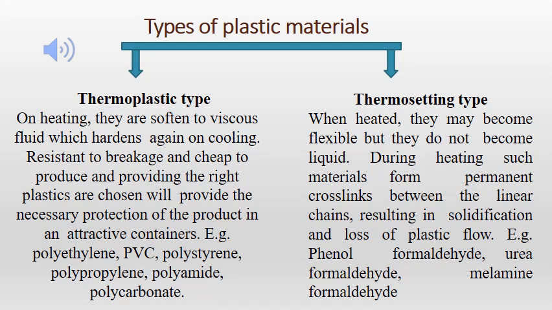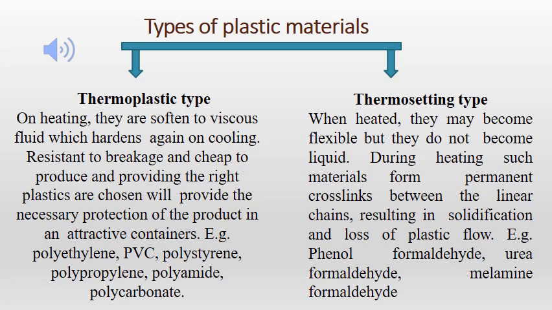Plastic materials are of two types, thermoplastic and thermosetting. Thermoplastic types are those which on heating soften to form viscous fluid which hardens again on cooling. It is resistant to breakage and very cheap to produce. Example, PVC, polystyrene, polypropylene, polyamide and polycarbonate.